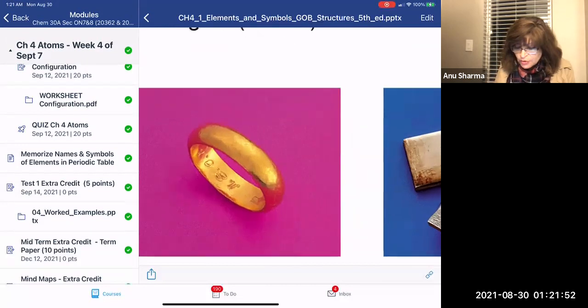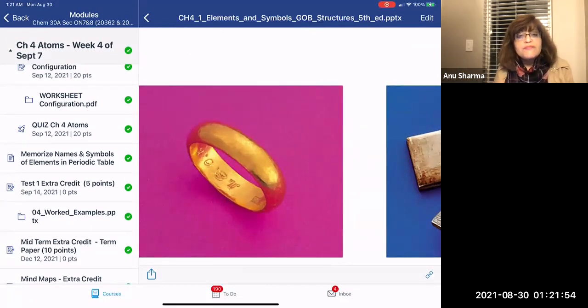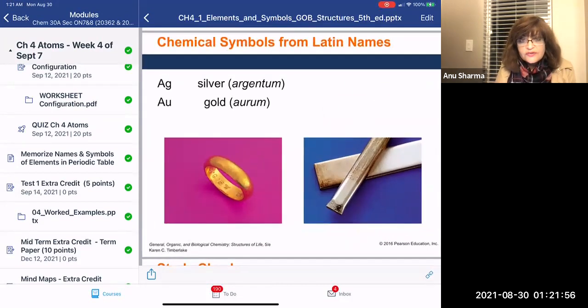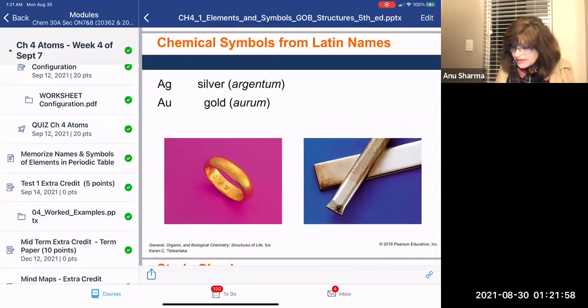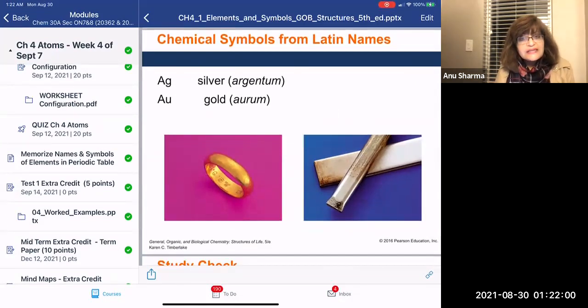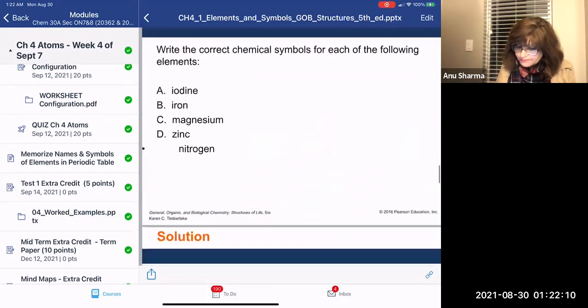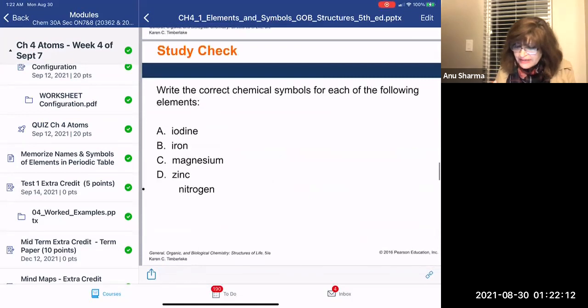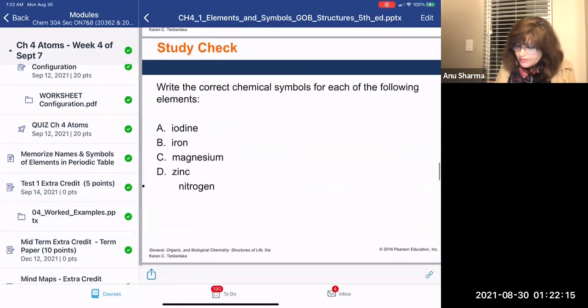So that means gold is made up of only one type of particle, and that's why gold is an element. Similarly with silver, no other particle is there, only one type of particle. There are several particles, but all of them are the same. So that is silver. Now comes: write the correct symbols and names for each of the following elements.